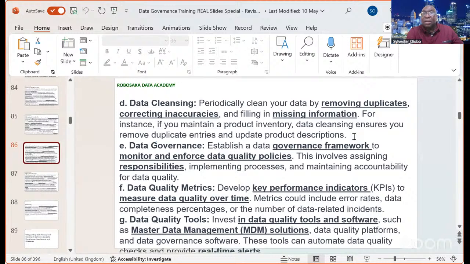So we also talk about data governance. This is one of the biggest things in data here.